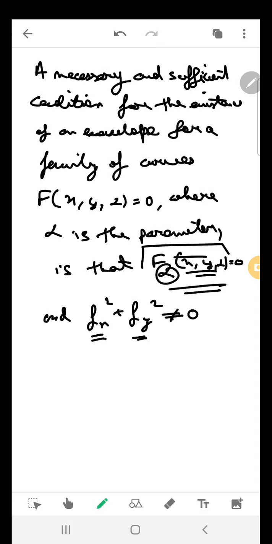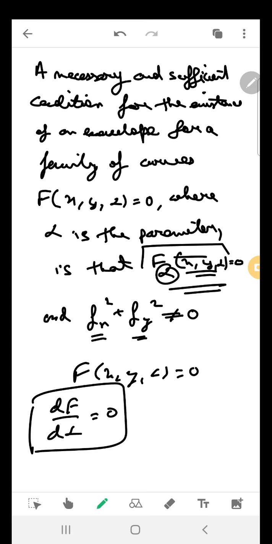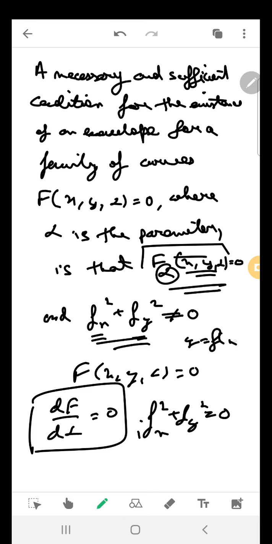So this is the basic theorem which we need. Now if you have a certain family of curves, let's say f(x, y, alpha) equals 0, and you find that df over d alpha equals 0, but this particular portion doesn't satisfy, that is f_x square plus f_y square equals 0, then the eventual relation between y and x which you will be getting, that is y equals f(x), this sort of relation, actually gives you the locus of singular points.